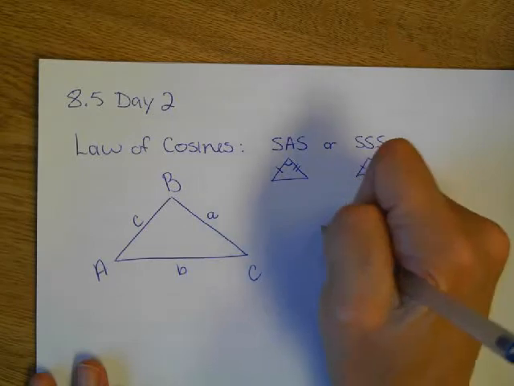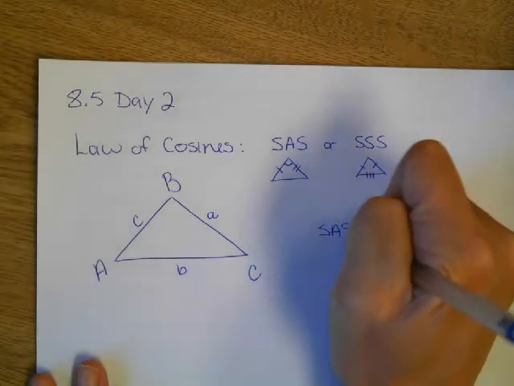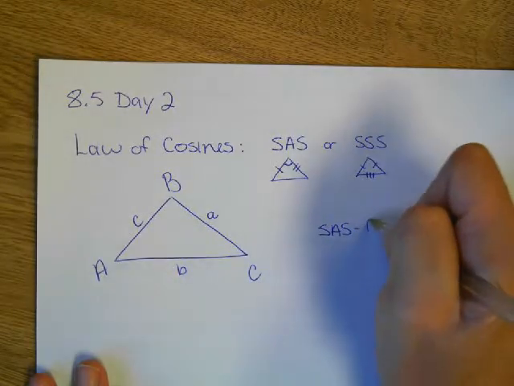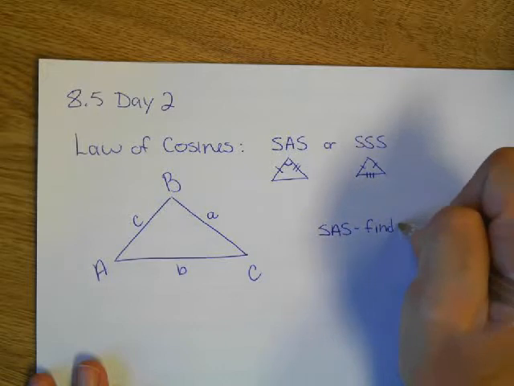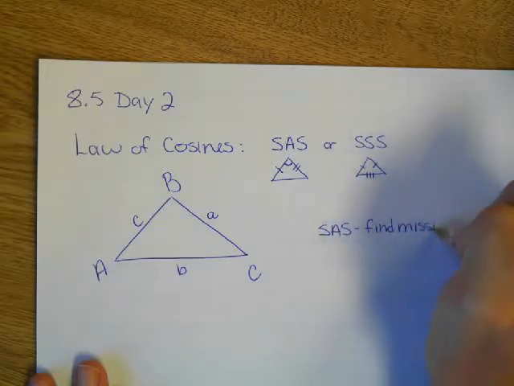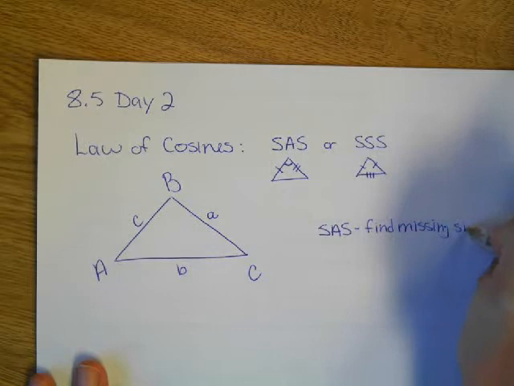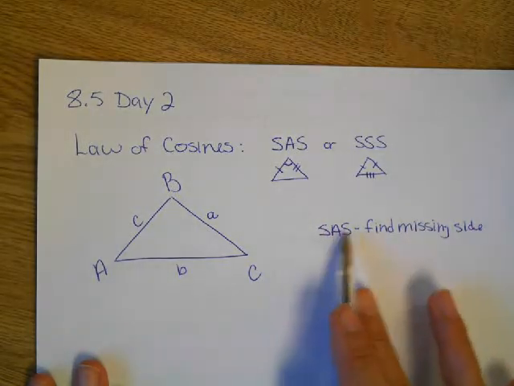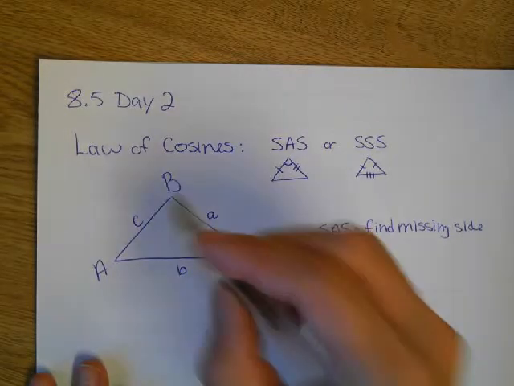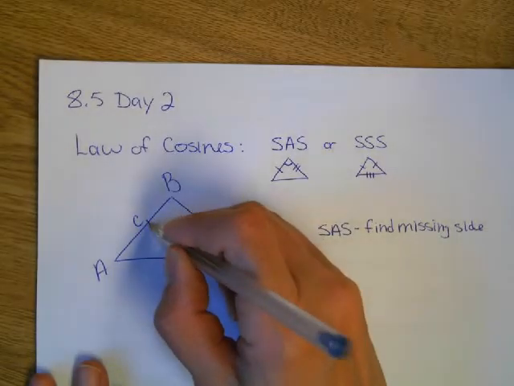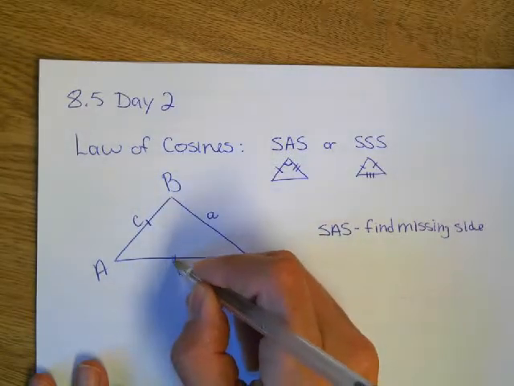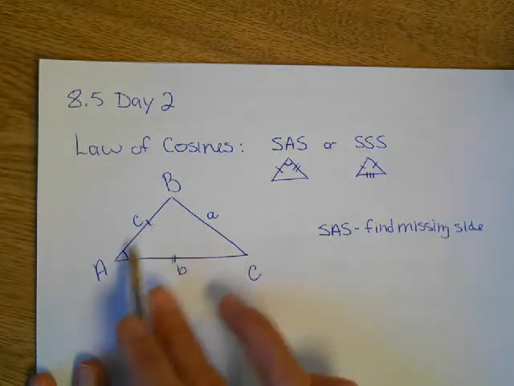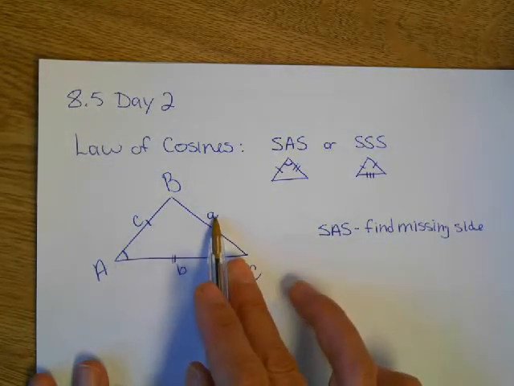If you have SAS given, you are going to find the missing side first. So let's say the two sides we know are B and C. So I know little c, I know little b, that means I know angle A. So if those are my three known parts, we would be finding side A first.